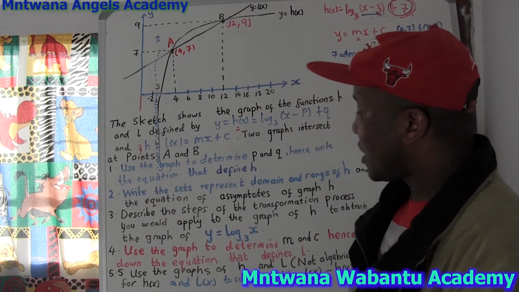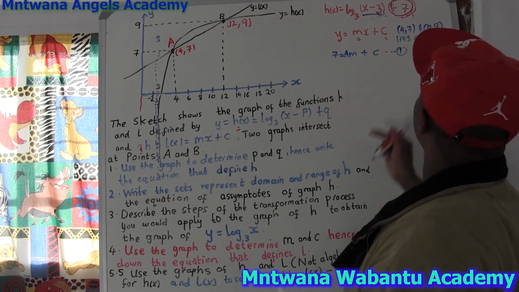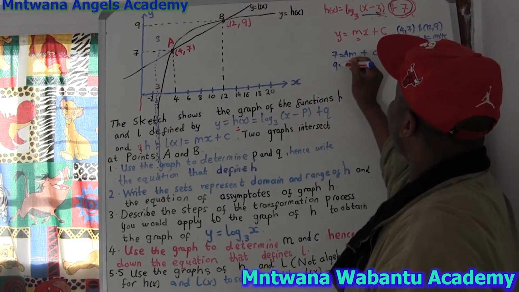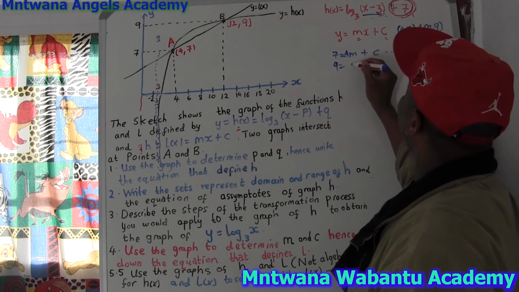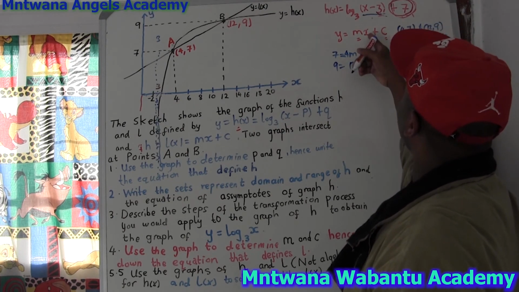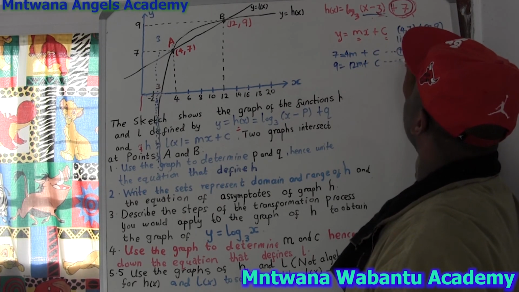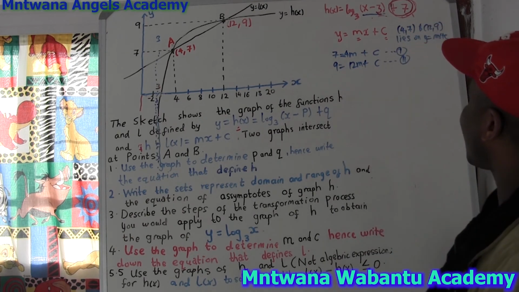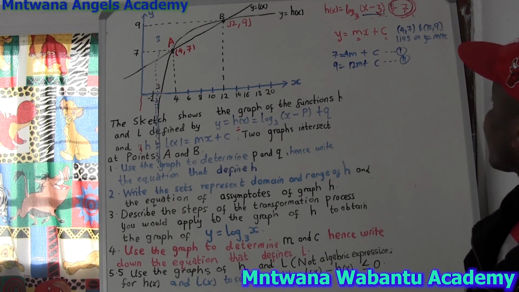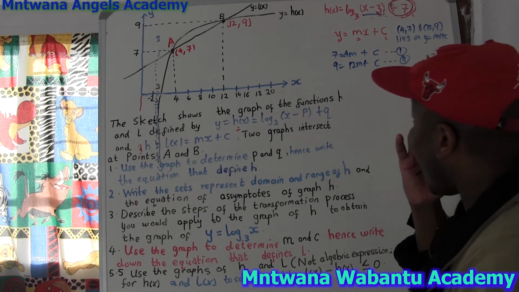We do the same thing for the second one, 12 and 9. So y = 9 and x = 12. This is going to become 12m, 12 times m, 12m plus c. Let's call it the second equation. In that case, I can solve these simultaneously.